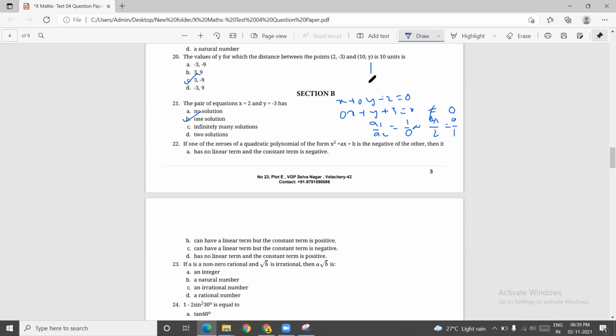Or graphically also you can do. x is equal to 2 is a line, y is equal to minus 3 is a line. So they are intersecting only at one point. So the intersection of the lines gives only one solution.